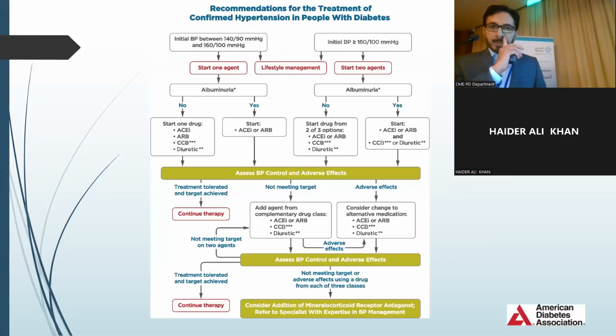So this is the algorithm by ADA. Without going into the detail, if blood pressure is between 140/90 and 160/100, start one agent. If the patient has albuminuria, we have to start ACE inhibitors or ARB. If no, we can choose any of these drugs. If blood pressure is in stage 2 hypertension, start with two agents. If albuminuria, one of the agents should be ACE inhibitors or ARB, and then adjust as the blood pressure findings dictate as well.